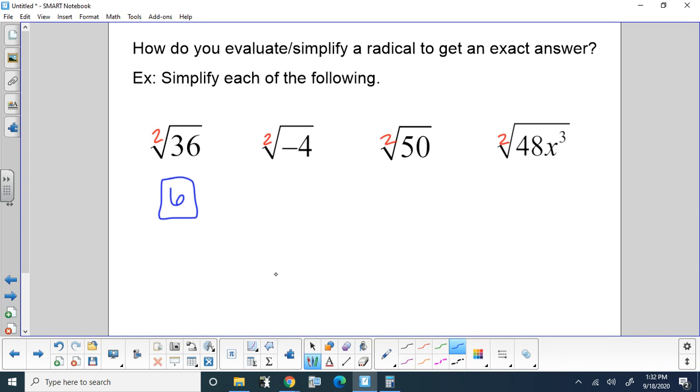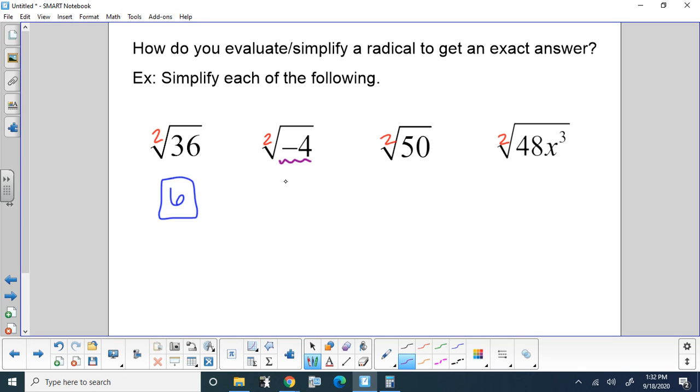When you're evaluating or simplifying a radical, you are looking for perfect squares that can be broken down or taken out from being under the radical. On the next problem, some of you might quickly say, well, the square root of 4 is 2, so this is negative 2. That is a false answer. You cannot take an even root or an even index number of a negative radicand.